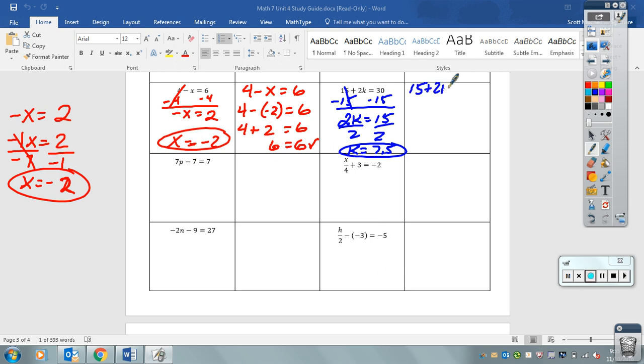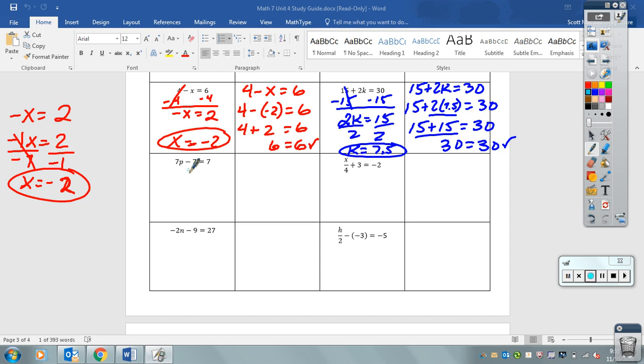15 plus 2k equals 30. Everything stays the same, except instead of k, I put 7.5. We're back to following order of operations. 2 times 7.5 is 15, so 15 plus 15 equals 30. 30 equals 30. Check mark. 7.5 is my answer. Notice again, 1, 2, 3, 4 lines. If you have only 3 lines, you probably didn't check correctly.